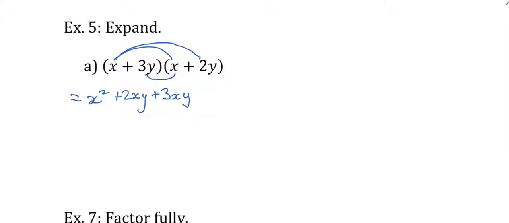We usually write the variables in alphabetical order, again, just because it's easier to recognize and easier to read. It's more consistent, but you don't have to. 3y times 2y is 6y squared. So I've got something very similar to the example we saw before, where I've got this x squared term out front. I've got two terms in the middle that are the same. And I've got this last term.